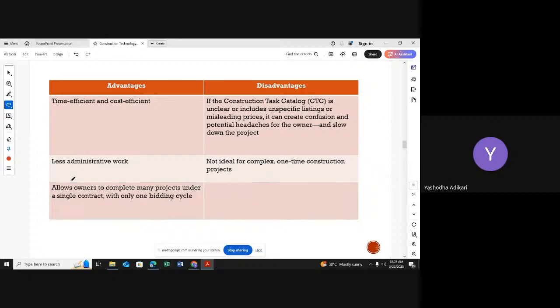As a disadvantage, not ideal for a complex one-time construction project. Actually, it is not ideal for complex one-time projects. Right? Because if that person creates issues with us, we can't remove them because they are going under the long-term contract. So that is a big disadvantage in this process.